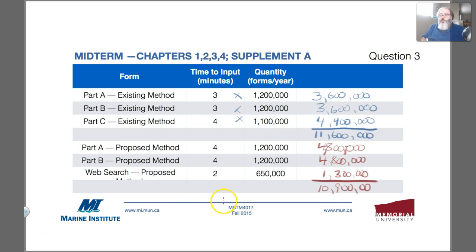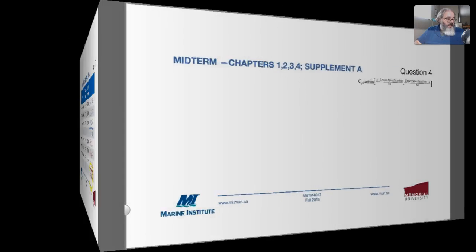What we're asked is just which is preferable. So the quick answer is that the preferable one is the one that takes less time, which is this 10,900,000 minutes. That's all that's required to answer the question. Change slides now on to question number 4.